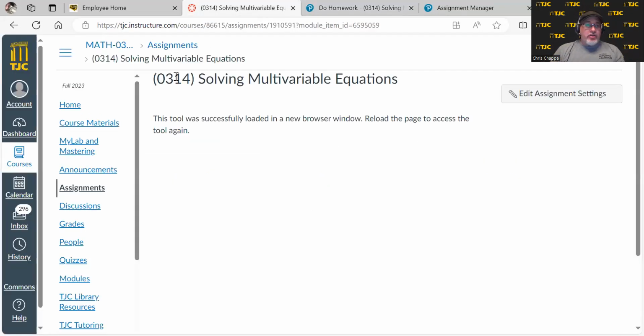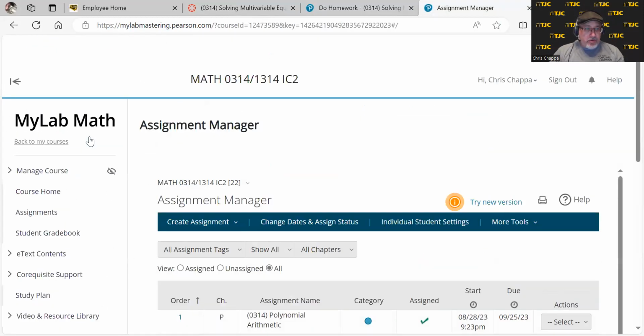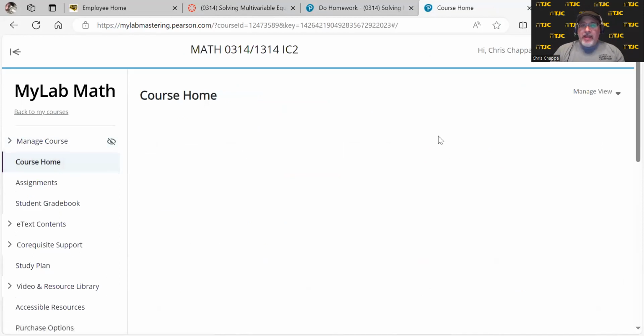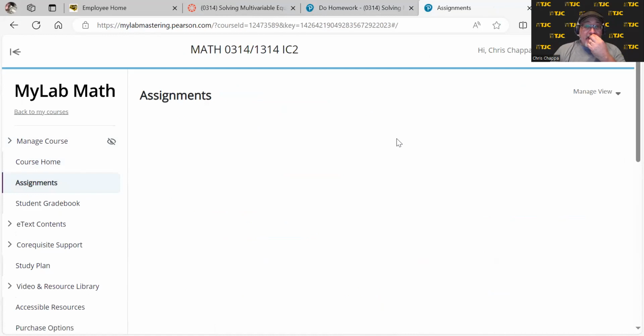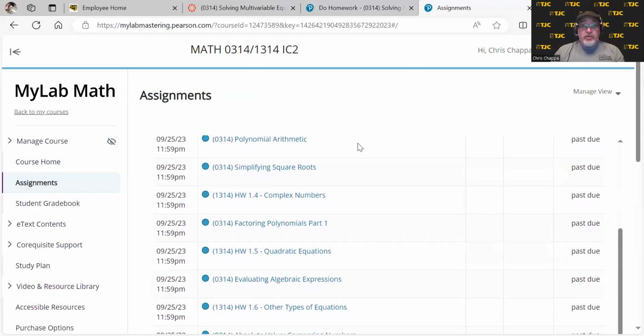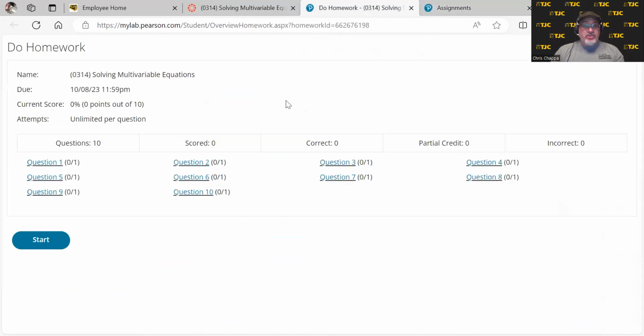And just a reminder, you can always click on My Lab and Mastering. Let's go back to the student view here. When you click on My Lab and Mastering, you can go in and click Assignments. And you can do the homework there, because if you do it there, it will pop it open in its own window. But for now, let's go ahead and just take a look at this.